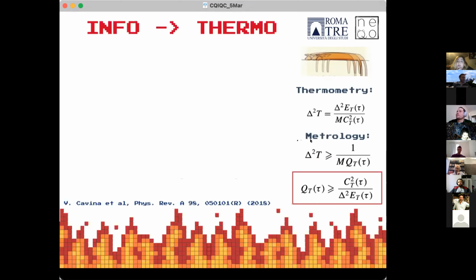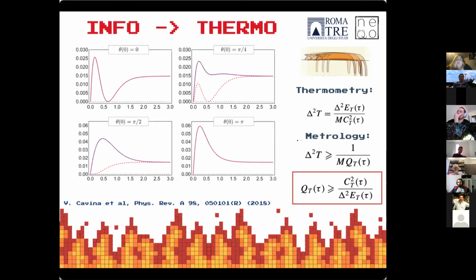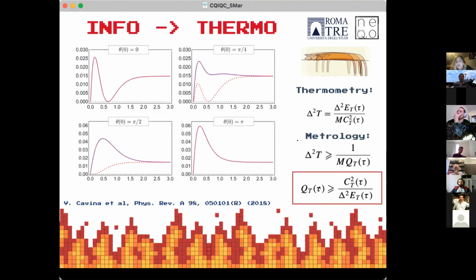From a metrological point of view, we know that our error on the temperature will be lower bounded by the quantum Fisher information. So we can link these two results and obtain that the quantum Fisher information and the heat capacity are indeed linked by this relation. We can simulate, we can calculate, evaluate the Fisher information and this quantity for different initial states of our probe.